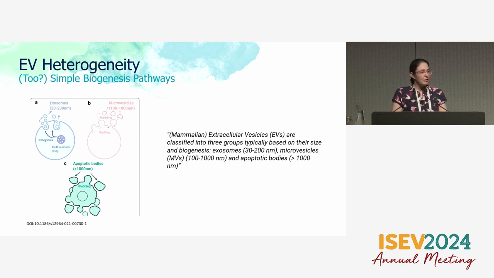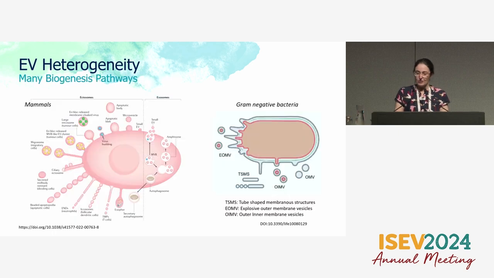The reality is much more complicated. One of my favorite diagrams from the last couple of years is this one from ISEV President Edit Buzás, showing the complexity of EV subtypes released by mammalian cells, and another review of the EV subtypes released from gram-negative bacteria. So we have a huge range of heterogeneity of EV production, much more complicated than that simplistic view of exosomes, microvesicles, and apoptotic bodies.